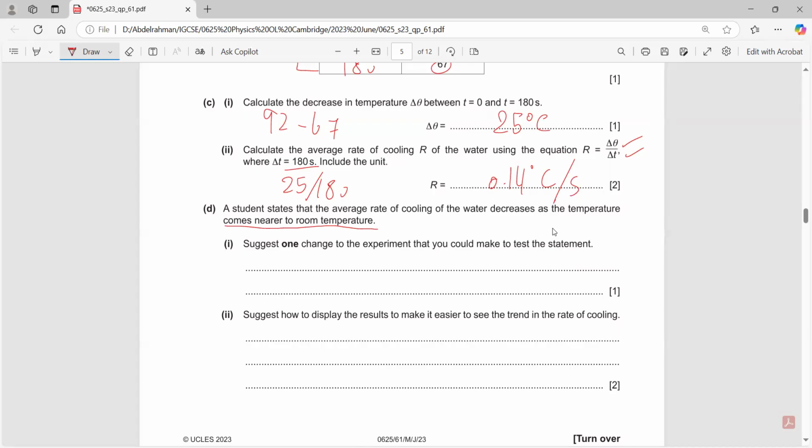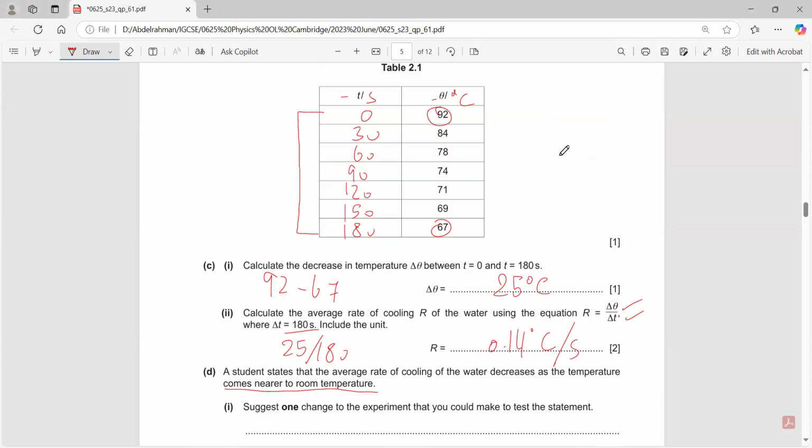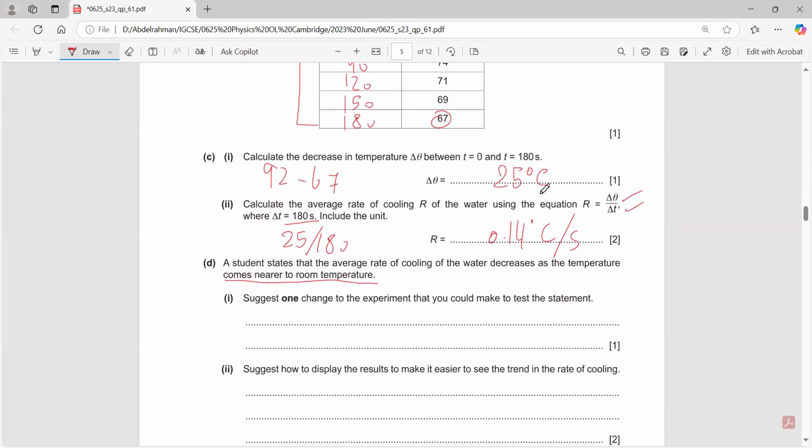As the temperature decreases, will that actually affect the rate of cooling? Yes, it would. How can I test this experiment? You have several ways, but actually the easiest way is to start with a lower initial temperature. Instead of starting off with 92 degrees Celsius, can I start the water with, let's say, 80 degrees? Yes, you can. So start with a lower initial temperature.